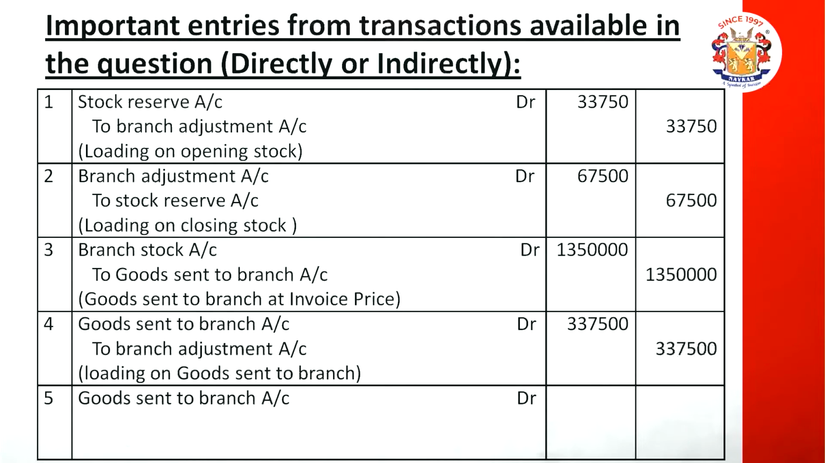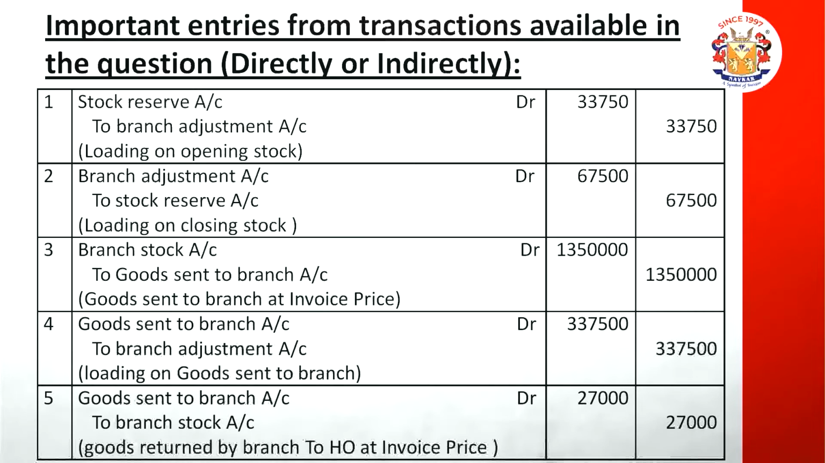Next one. Goods sent to branch account, debit 27,000 to branch stock account 27,000. This is nothing but goods returned by branch to HO at invoice price. Ultimately, due to goods returned by branch to HO, the goods of HO will increase and stock of branch will reduce. Very simple. Sir, what will be the journal entry regarding loading on goods returned by branch to HO?